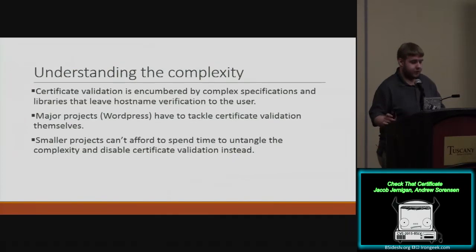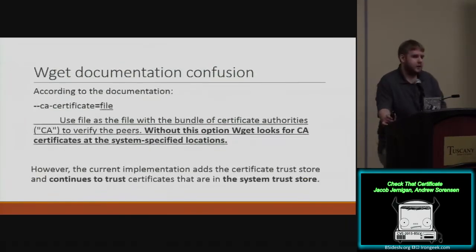So a good example of the documentation not fully explaining the ramifications of an option would be wget. The wget option CA certificate, in the man page, you'll see: without this option, wget looks for a CA certificate at the system specified location. What that does not tell you is that it also uses the system trust store. So if you're not expecting to use a system trust store, and only pass the CA certificate that you have specified, you're going to run into a problem. An example of this would be if you have a Lenovo laptop vulnerable to Superfish, and you don't want to use that certificate, and you try to use this option, it's not going to work.